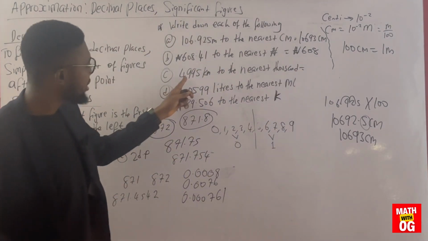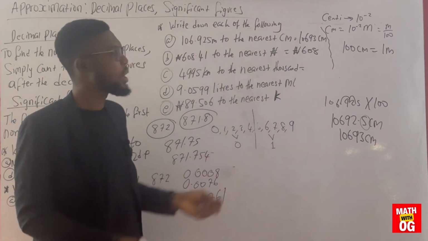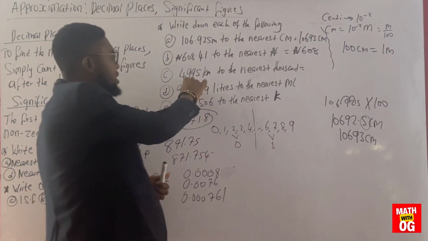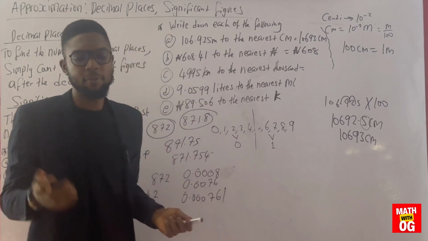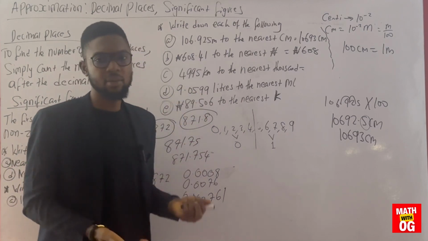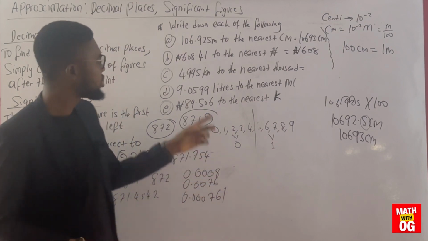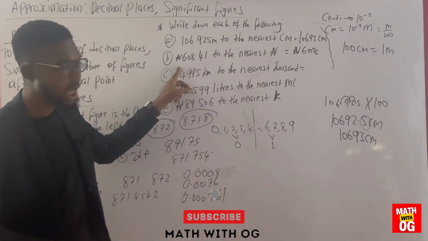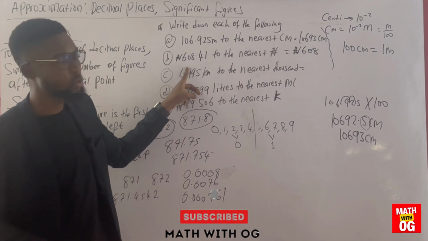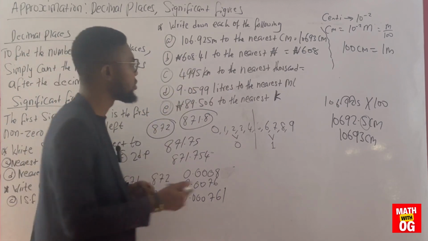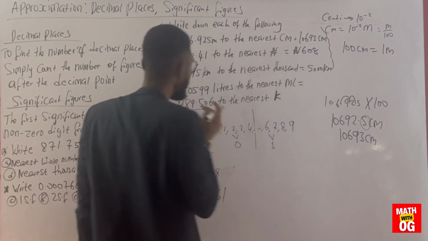Next one, 4,995 kilometers to the nearest thousand. So we are still working in kilometers, but we have to change this to the nearest thousand. 4995 is between 4,000 and 5,000. Is it closer to 4,000 or 5,000? Obviously closer to 5,000. So the answer should be 5,000 kilometers. Or you check units, tens, hundreds, thousands. The next number after the thousands is 9. Does 9 go to 1 or 0? It goes to 1. 1 plus 4 is 5. So this will give us 5,000 kilometers.